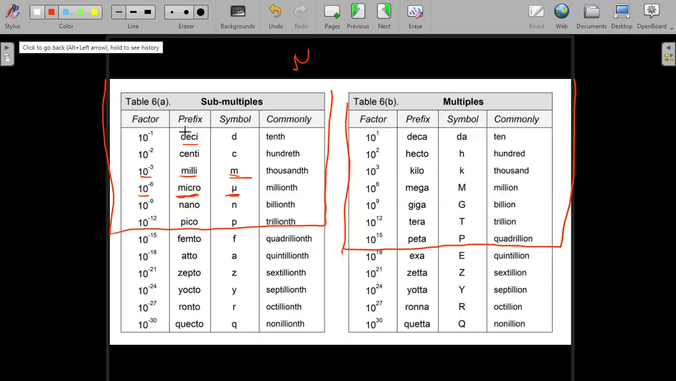All right, so you need to familiarize yourself with all these. The pico, it means 10 to the power minus 12. The nano, 10 to the power minus 9. And then when you come to the multiples here, we have deca, which is just 10 to the power 1. And then hecto, which is just 10 to the power 2. Kilo, 10 to the power 3. Mega, 10 to the power 6.